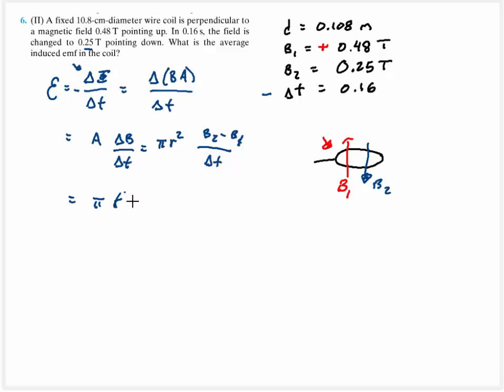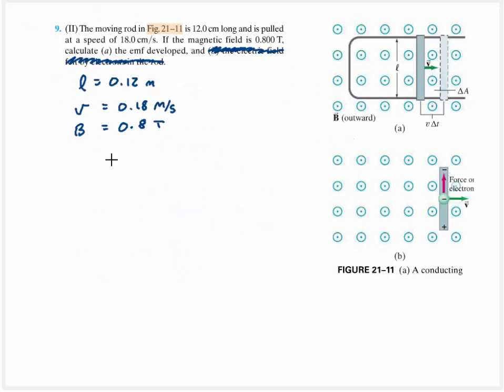Pi multiplied by the radius is going to be 0.108 divided by 2. Make sure you square that guy. Magnetic field final, again, that's going to be explicitly negative. So negative 0.25 minus 0.48. Delta t, 0.16. Go ahead and I calculate all this stuff out and ignore the negative signs because that's just direction. And I'm going to get 4.2 times 10 to the negative 2 volts.